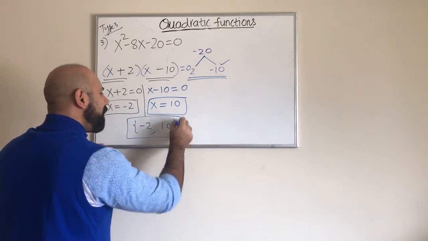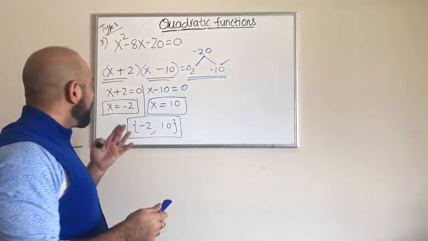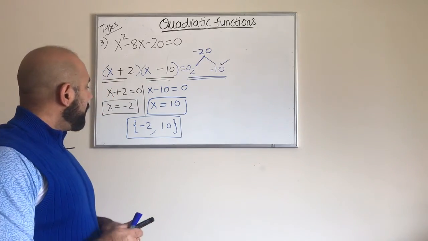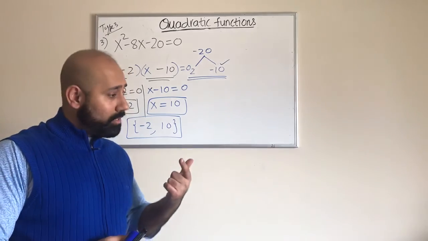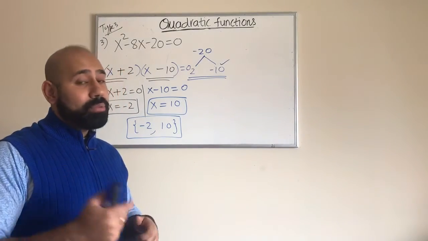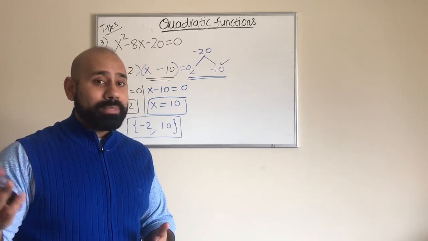Guys, so far with type 1, type 2, and type 3, we are looking at two real solutions. But keep in mind, we can have two solutions, we can also have one solution, which could be a repeated solution, or there could be times when we may not be able to find a real solution. We'll see those types as well.